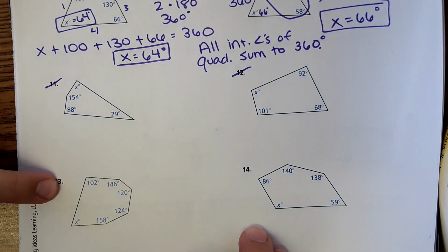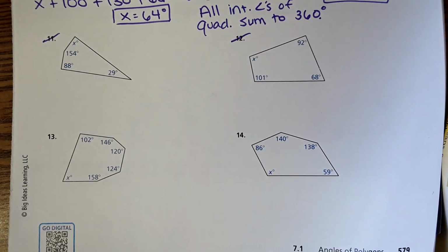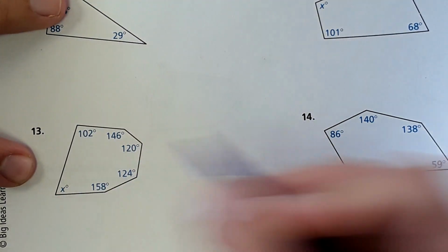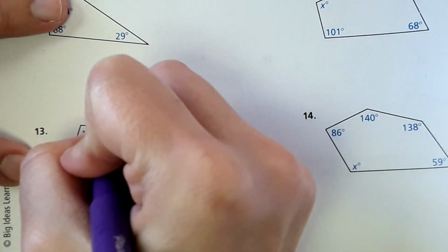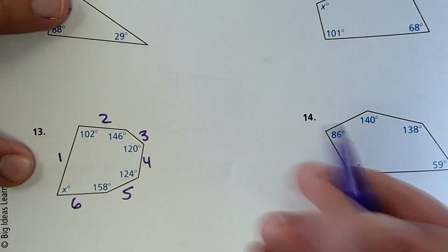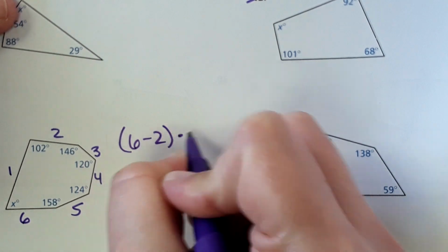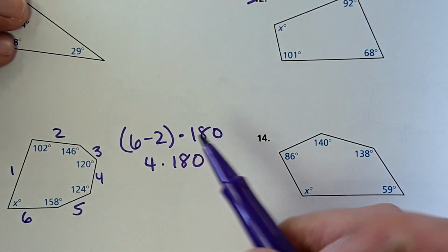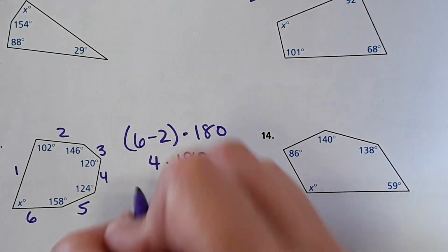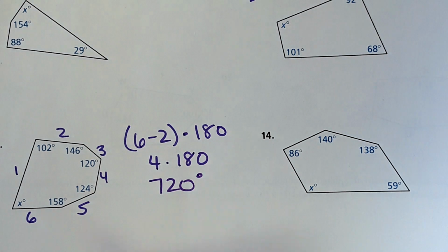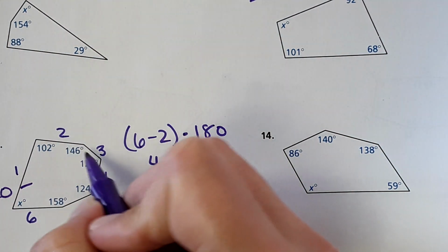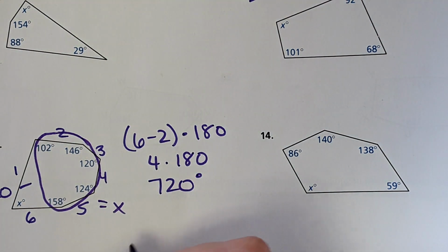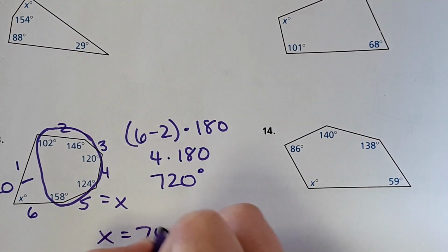13, now we're working with a bit of a different shape, different number of sides. So before we do anything, we'd have to figure out what the sum of the interior angles is. So there's 1, 2, 3, 4, 5, 6 sides. So it'd be 6 minus 2 times 180. And it should come out to 720. So you would just do 720 minus all this equals your x. And x equals 70 if I was to plug that all in.